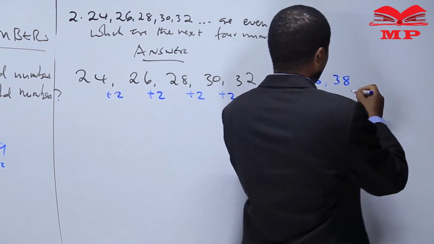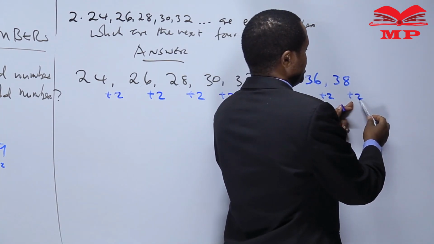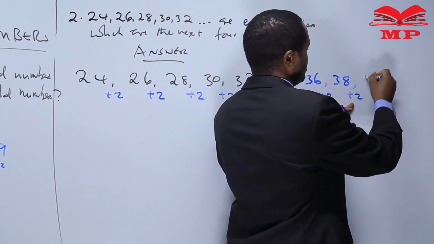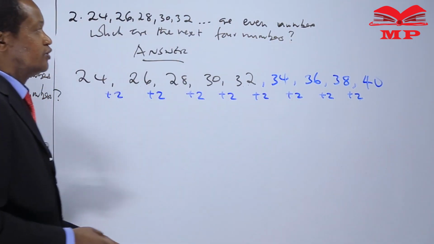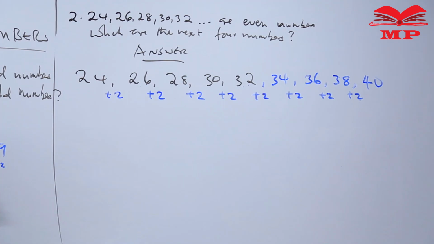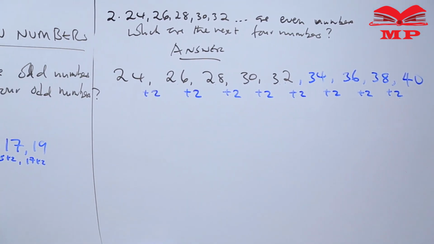The last number here will be 38 plus 2. Therefore 38 plus 2 will be equal to 40. So those are the next 4 even numbers according to what we are required to do in this question. So that is exercise number 2.